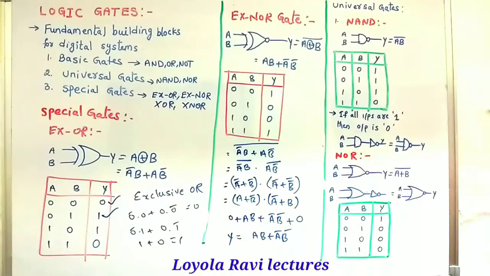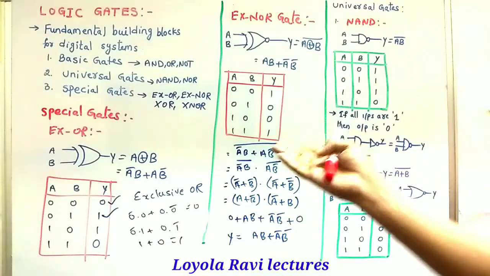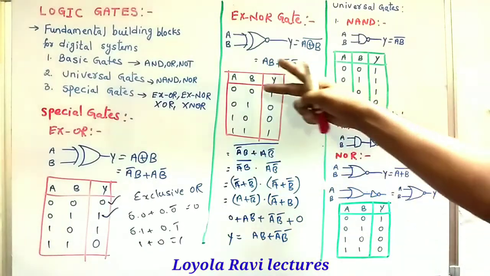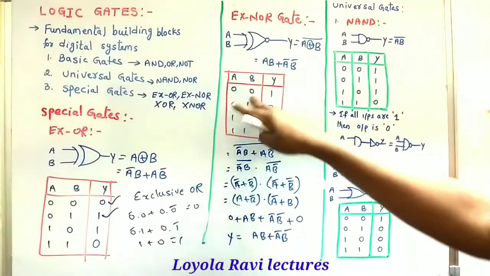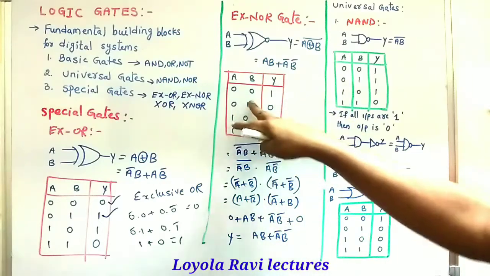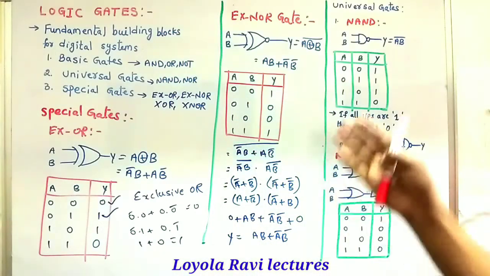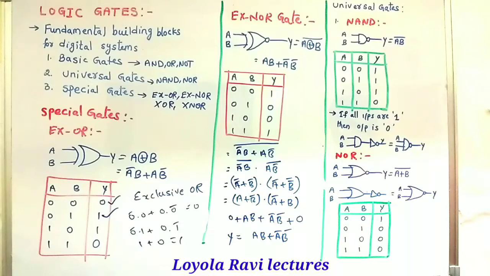XNOR is nothing but exclusive NOR gate. It has 2 or more inputs and 1 output. And observe the truth table. Exactly opposite you'll get. If all inputs are same, then only output is high. In remaining cases output is 0. Like that you may write the logic. If all inputs are same, then output is high. If inputs are different, then output is 0. This is exclusive NOR gate.